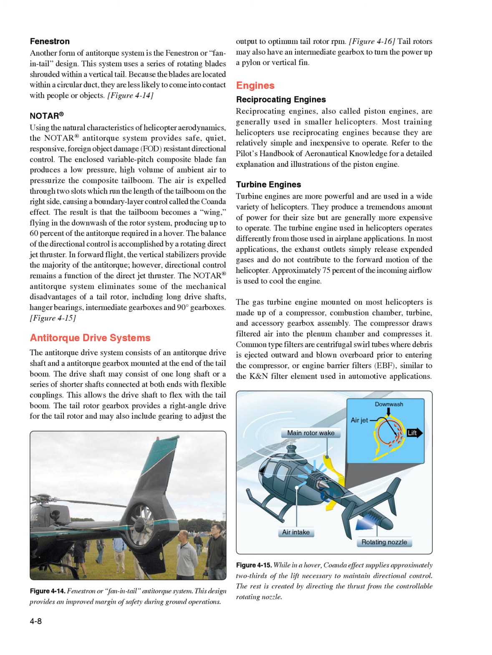The result is that the tailboom becomes a wing, flying in the downwash of the rotor system, producing up to 60% of the anti-torque required in a hover. The balance of the directional control is accomplished by a rotating direct jet thruster. In forward flight, the vertical stabilizers provide the majority of the anti-torque, however, directional control remains a function of the direct jet thruster. The NOTAR anti-torque system eliminates some of the mechanical disadvantages of a tail rotor, including long drive shafts, hanger bearings, intermediate gearboxes and 90 degree gearboxes.